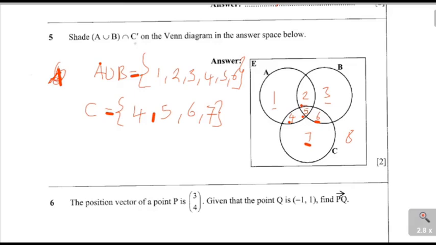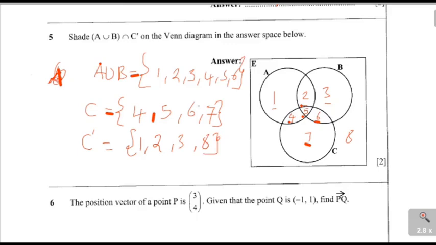You can see here in the question C complement. So you say C complement should not be part of set C. Here in set C, we have 4, 5, 6, 7. So these elements should not be part of the solution set for C complement. Once we exclude 4, 5, 6 and 7, we are going to remain with 1, 2, 3 and 8 outside there. That is our C complement. So I've said you remain with 1, 2, 3 and 8. I hope you are following.